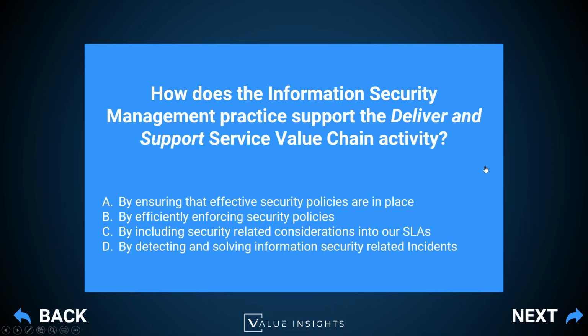B says by efficiently enforcing security policies, which is happening in the delivery and support service value chain activity, but it would much more be the access management practice or maybe even the service request management practice. C says by including security related consideration into our SLAs, which is the information security management practice, but it would be happening in the design and transition service value chain activity while the SLAs are actually defined with our customers and stakeholders. And D says by detecting and solving information security related incidents, which is, well, delivery and support, but it would be the incident management practice.